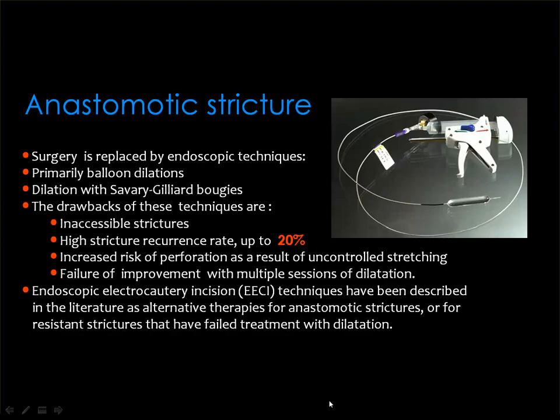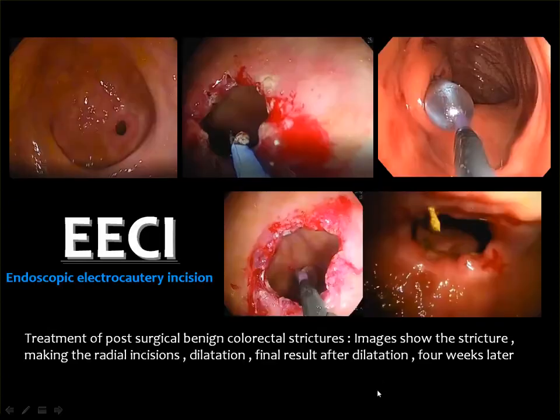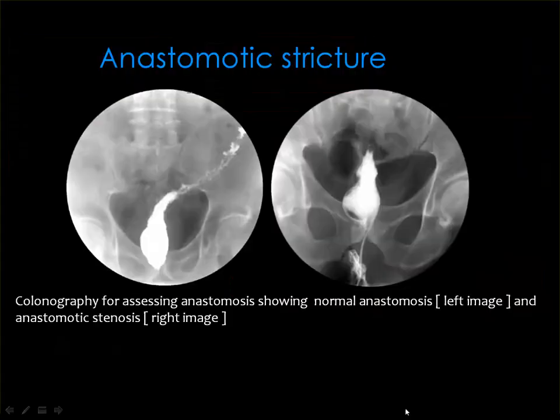Then a new technique known as endoscopic electrocautery incision has been described in the literature as an alternative for management of benign strictures. This technique uses a cautery probe to incise the site of the stricture, which is followed by dilatation. You see the appearance after dilatation, and this is the final follow-up 4 weeks later. This is the initial and this is the final image.